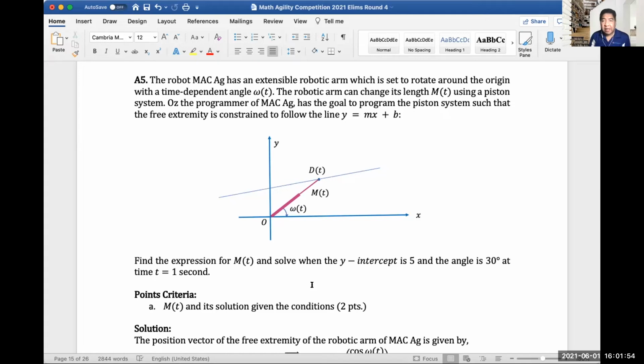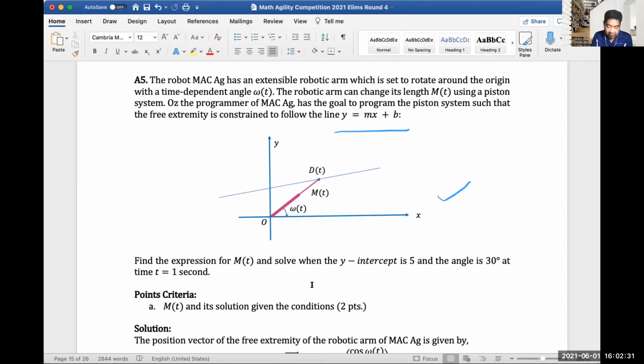The robot Mac AG has an extensible robotic arm which is set to rotate around the origin with a time-dependent angle omega t. The robotic arm can change its length m of t using a piston system. Oz, the programmer for Mac AG, has the goal to program the piston system such that the free extremity is constrained to follow the line y equals mx plus b. Okay, so I think this drawing is also given in the problem. So we have this graph or diagram.